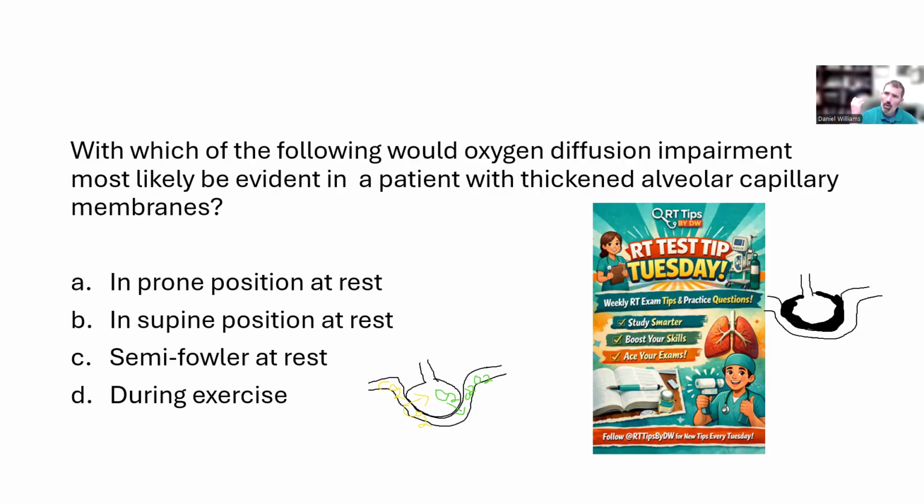So while the answer probably should be pretty evident, let's talk about the thought process that should go into this. So we are looking at the question itself. We're talking about an oxygen diffusion impairment, and we know that the alveolar capillary membrane is thickened. So I have on the screen drawn an alveolar unit with a capillary bed going past it, and then I've drawn another alveolar unit with a thickened alveolar capillary membrane, and we'll talk about that here momentarily.